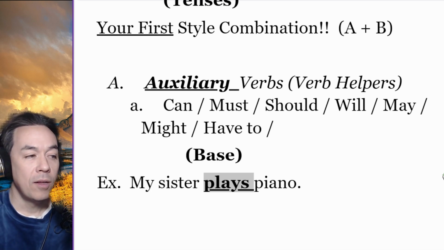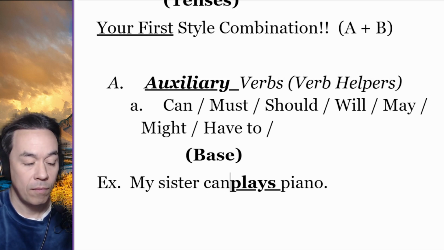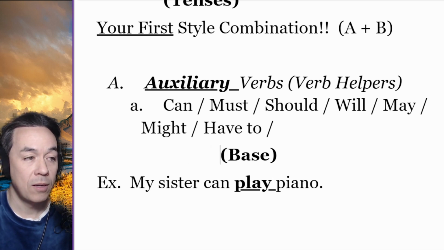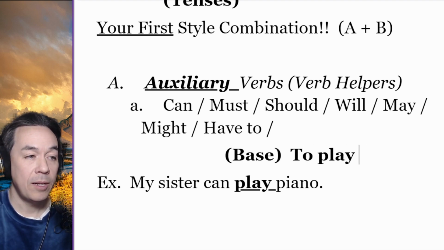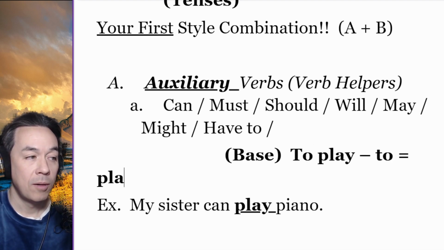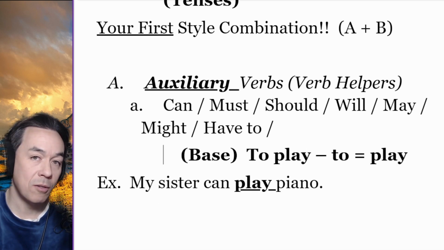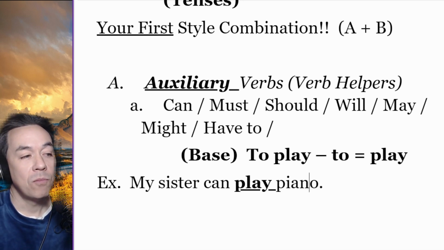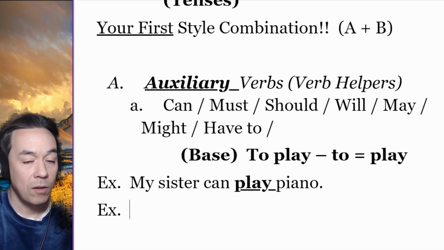Okay. And if we want to attach the auxiliary verb or the verb helper, in this case can, then the verb changes back to this base style. Base, what is base? Base means to play, but then minus to equals play. I feel like I'm going quickly, but that's because this is a review. I did this lesson already. Right? So that's the effect of the auxiliary verb. All right, so let's do some more.